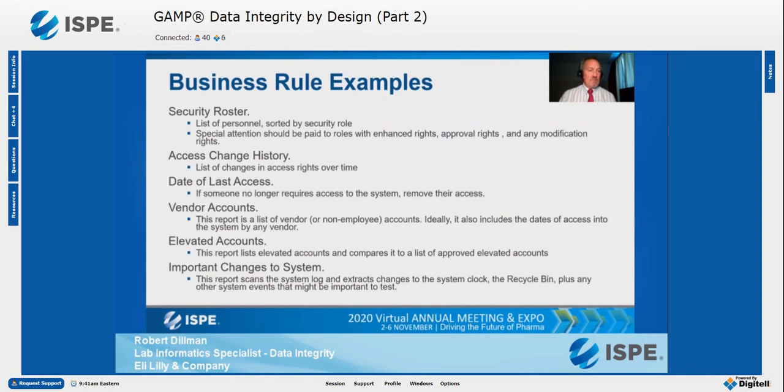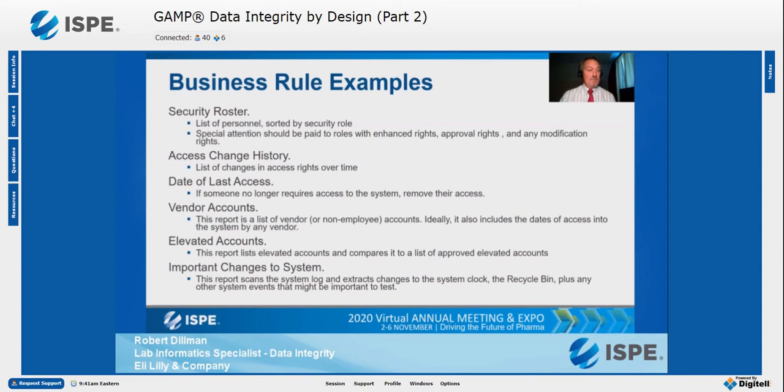Vendor accounts. This is a reported list of vendor or non-employee accounts. Ideally, it also includes the date of access by any vendor. So if you've had to grant a vendor access to the system to do things like qualification or requalification, as soon as that vendor is finished, you need to remove their access so that there's not an open account in there, and you should actually shut that account off so it cannot be used by anyone else.